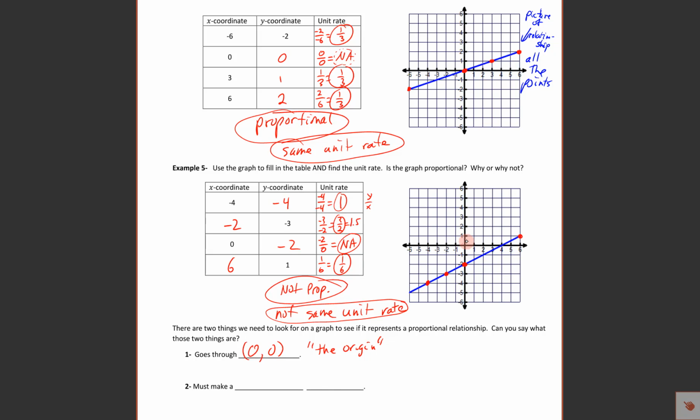And then the other thing is, this is a nice straight line. That's also a nice straight line, but because it doesn't go through the origin, it's not proportional. So the points must make a straight line. It wouldn't be okay if it were curved or some weird shape or something like that. It's got to be a straight line and it's got to go through the origin.